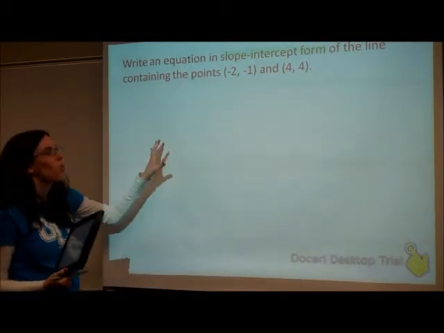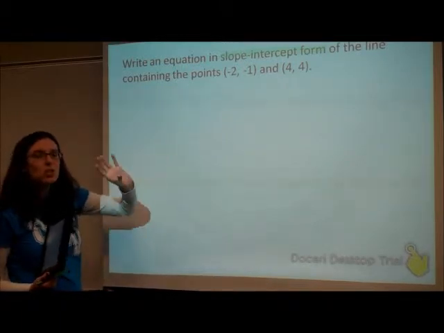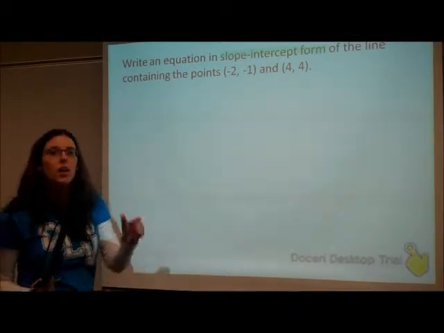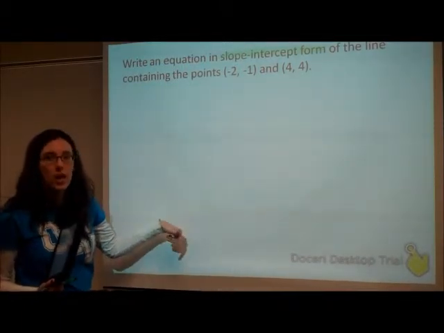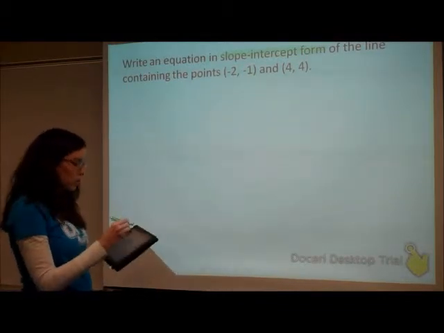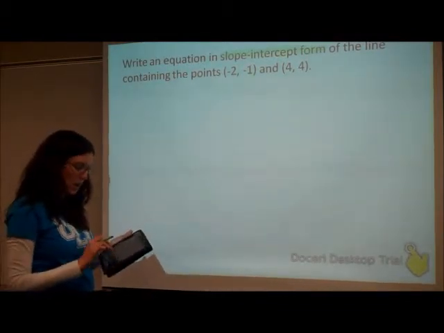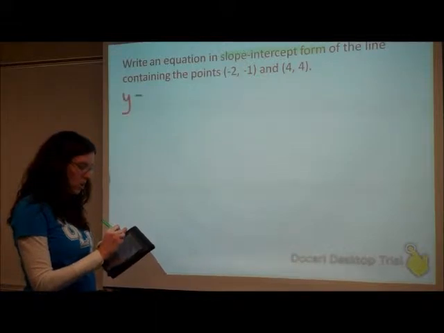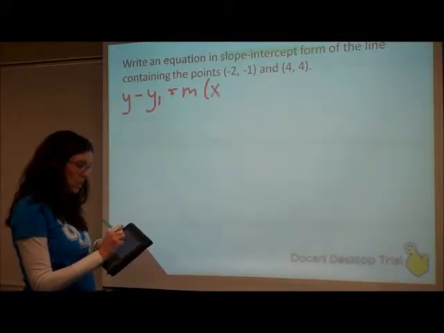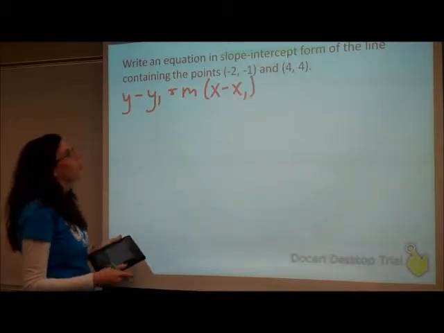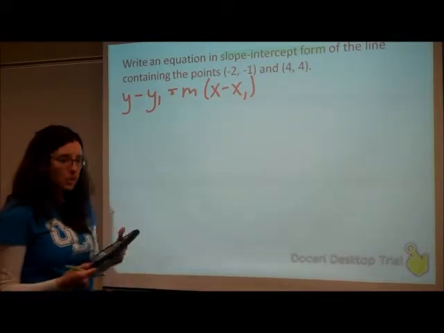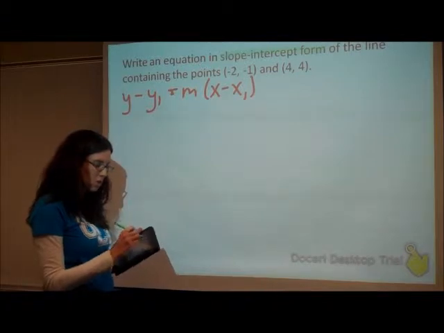If you haven't been doing this, I want you to just watch me, then come back and work it out with me, okay? So we're going to start by writing out y minus y sub 1 equals m times x minus x sub 1. I need to find my slope. So that's my first step.